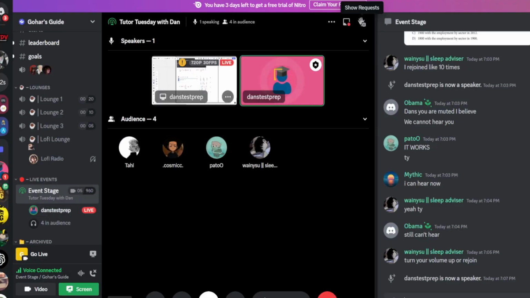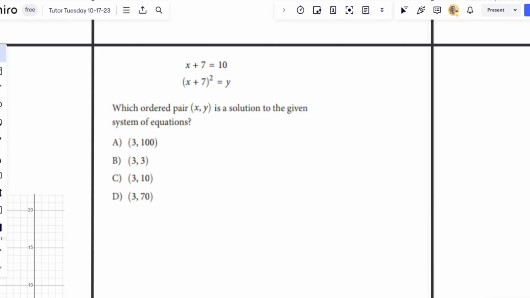This one is saying which ordered pair x comma y is a solution to the given system of equations. I already see here that x plus 7 is equal to 10, and if I subtract 7, I can easily get x equals 3. And since x plus 7 is equal to 10, we don't even have to plug in 3 here, although we could. We're just going to get 10 squared is equal to y. So very, very quickly we can get y equal to 100 and immediately get answer choice A.